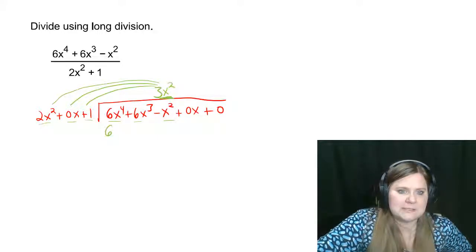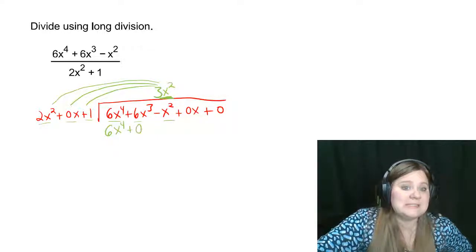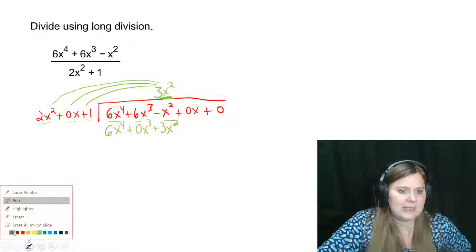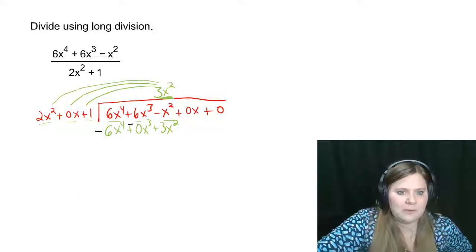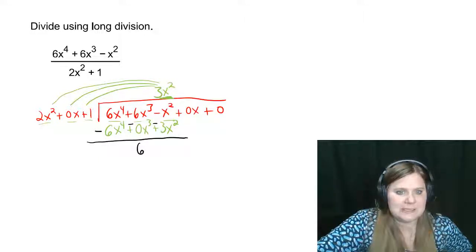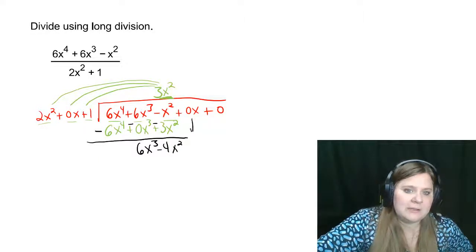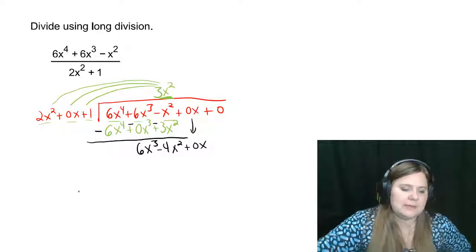I get 6x to the 4th plus 0x cubed plus 3x squared. And then I have to change my signs all the way through and add down. That's going to give me 6x cubed minus 4x squared. And then I carry down my plus 0x.